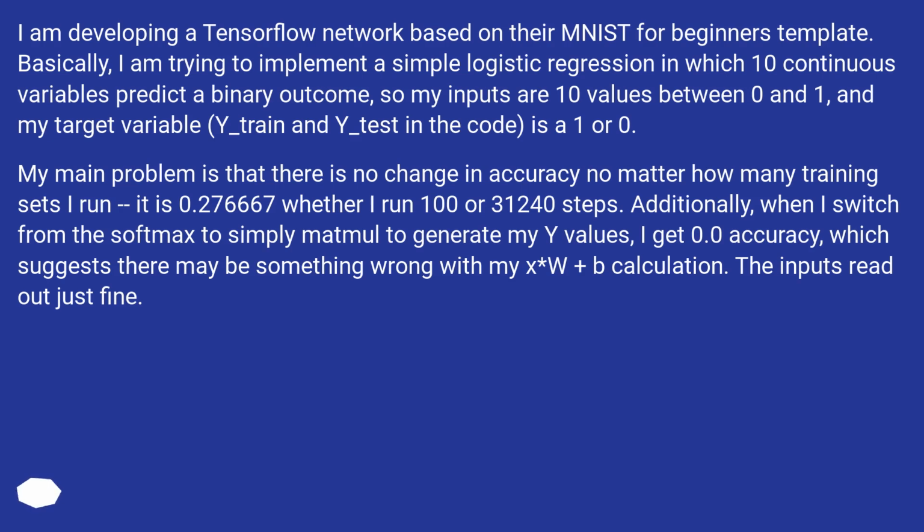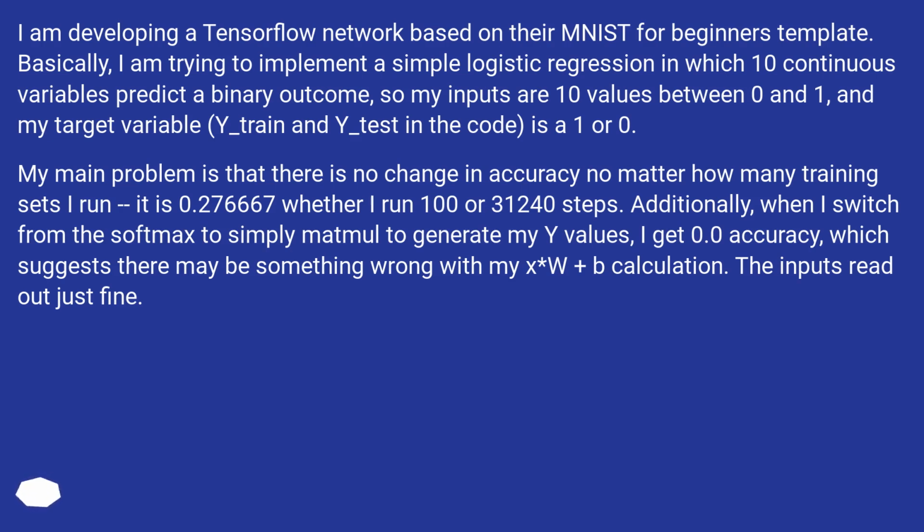my inputs are 10 values between 0 and 1, and my target variable, y_train and y_test in the code, is a 1 or 0. My main problem is that there is no change in accuracy no matter how many training sets I run. It is 0.276667 whether I run 100 or 31240 steps.